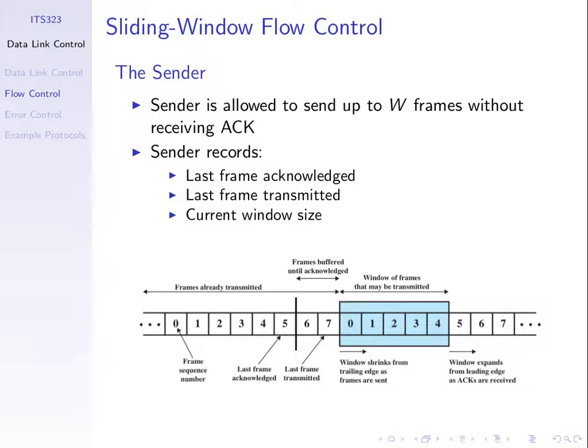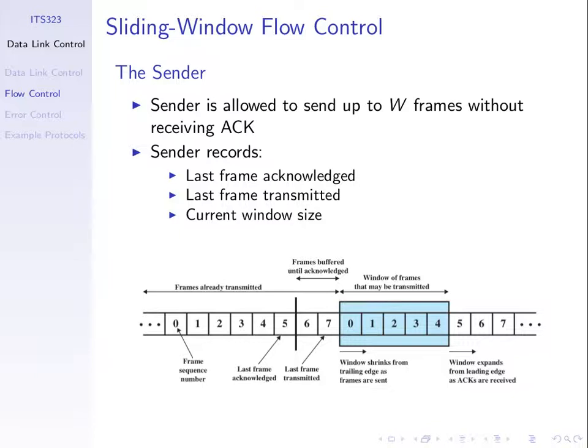And the next part, the blue rectangle, indicates the set of frames I'm allowed to send. I'm allowed to send frames 0 up to 4. I haven't yet sent them. Remember, we always send frames in order. I'm allowed to send 0 up to 4 at this point in time. I'm not allowed to send anything to the right of there, 5, 6, 7 or onwards. We're going to use this type of diagram to illustrate how the sliding window protocol works.